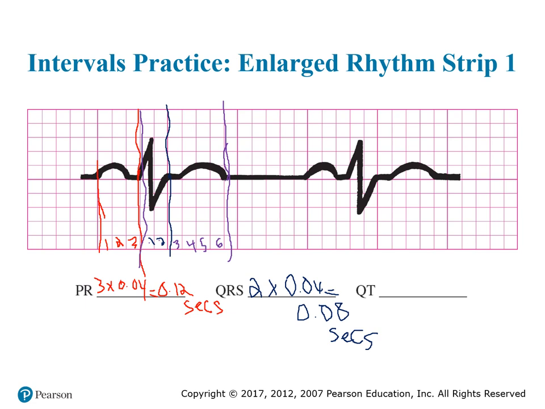We don't count halves. That makes it a little more complicated. So we just count whole numbers. So that's 6 times 0.04, which equals, just had a brainstorm here. 6 times 0.04 equals 0.24 seconds.